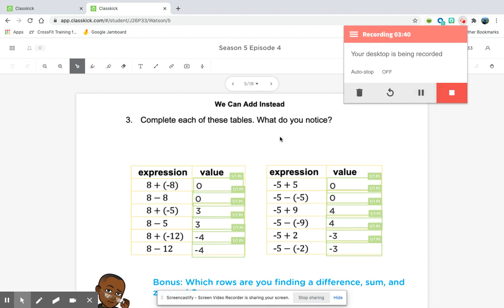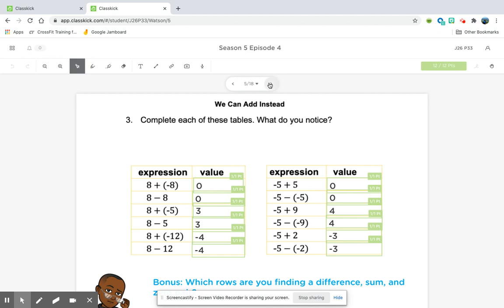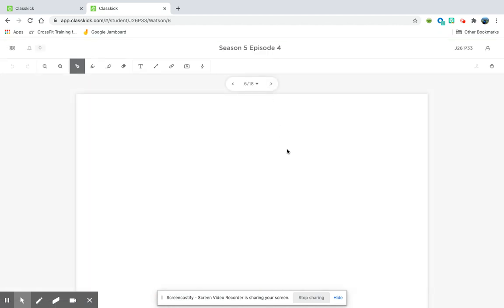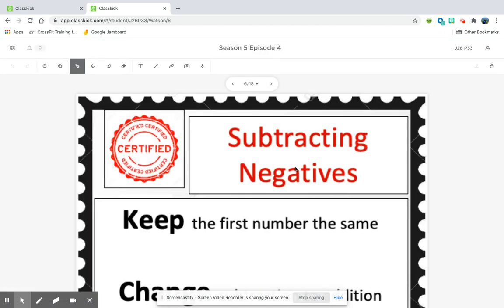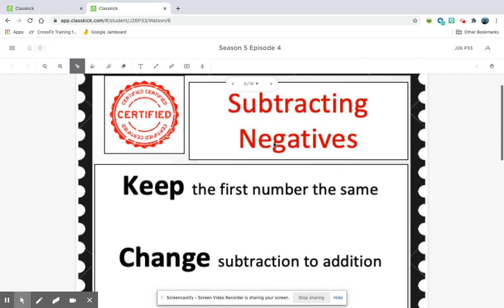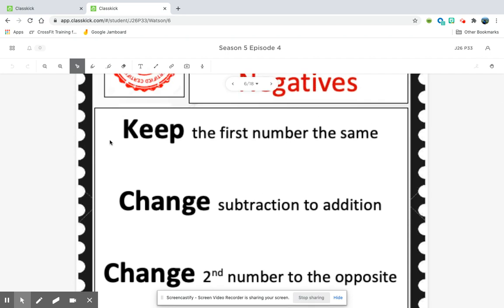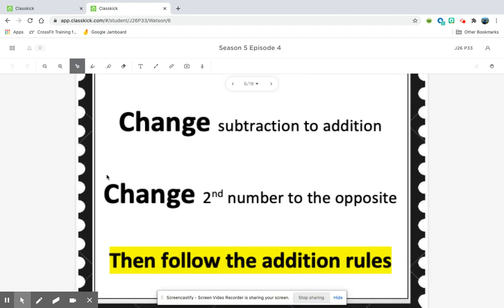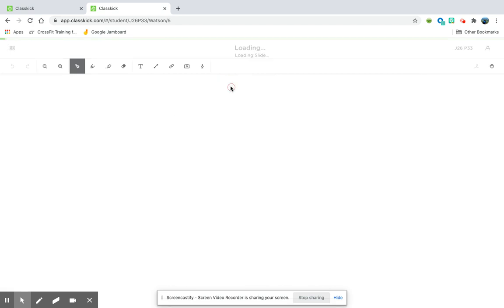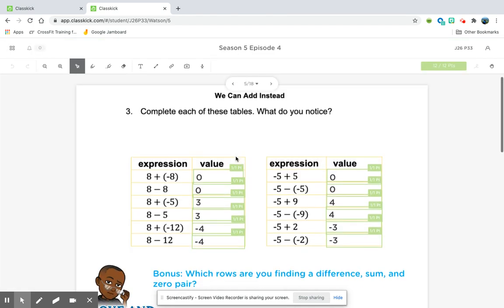Which leads us to our stamp for the lesson, which is our subtraction rules. So when we're subtracting negatives, our goal is to turn it into addition so that we can follow our addition rules. How do you do that? You keep the first number the same, you change subtraction into addition, and then you change the second number to be its opposite, right?